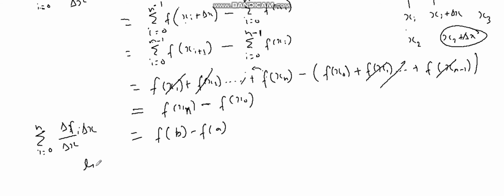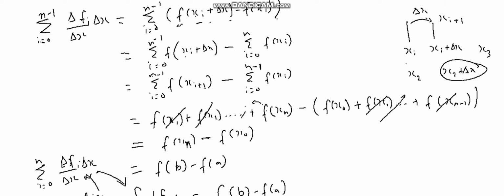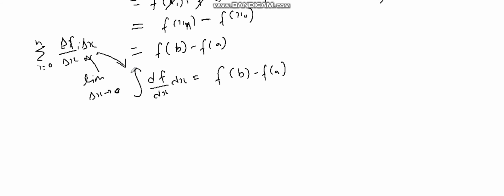Now if we take the limit delta x tends to 0, okay, then the summation will become an integration. If we take the limit in this, we'll get the integration, and this delta term will become the differentiation, right? So we have proved it. Okay, so we have finally proved this, right?